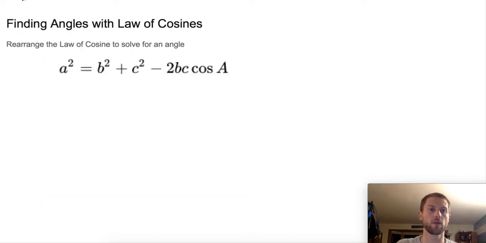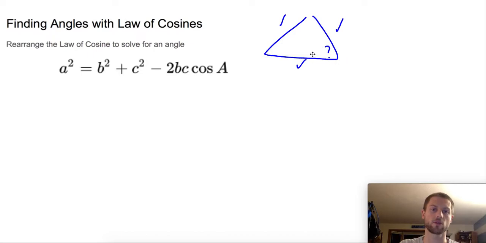The law of cosines can also help us find an angle. So what about the case where we know a side, we know a side, and we know a side, and we want to find an angle? So this would be like, I have this, I have this, I have this, but I want to know what one of these angles could be. We can rearrange this equation to solve for the angle A rather than the side A. In order to do that, we just have to do some algebra. I'm going to subtract b squared and subtract c squared from both sides.